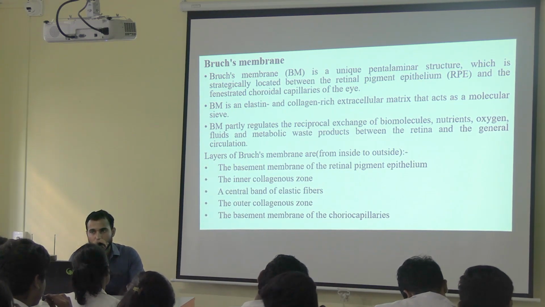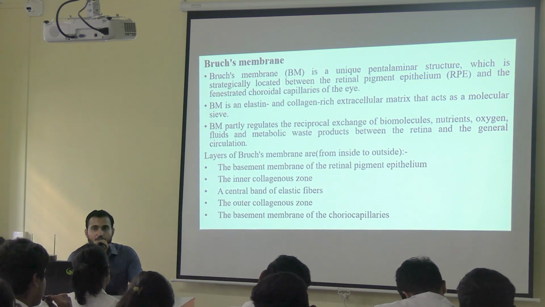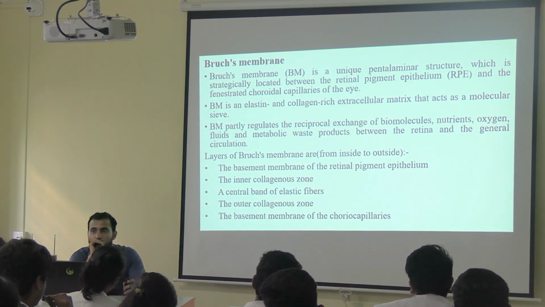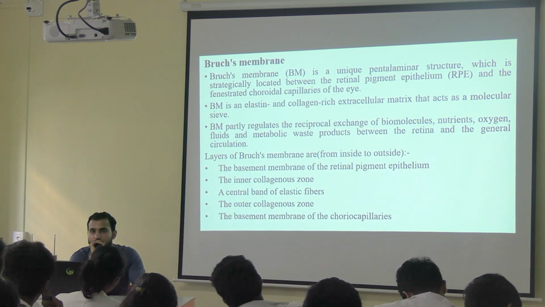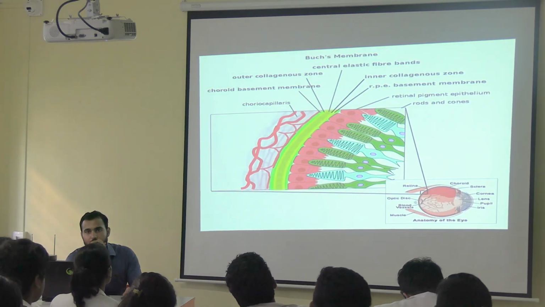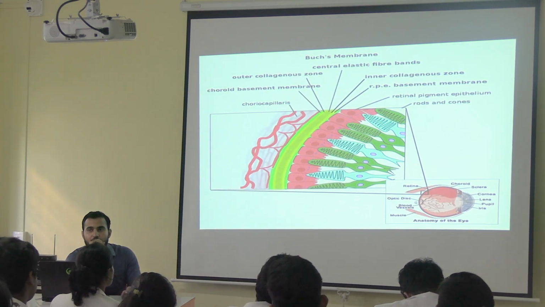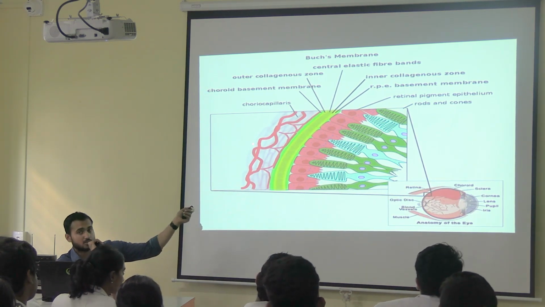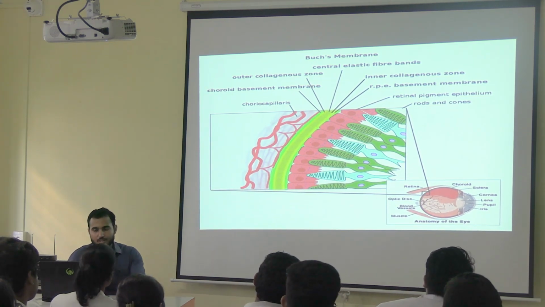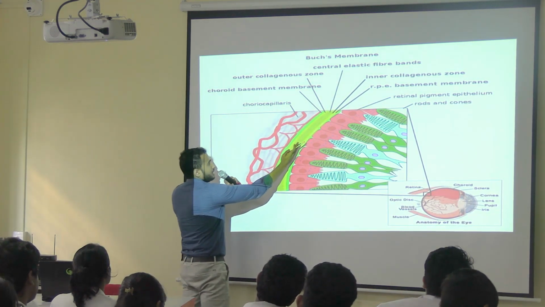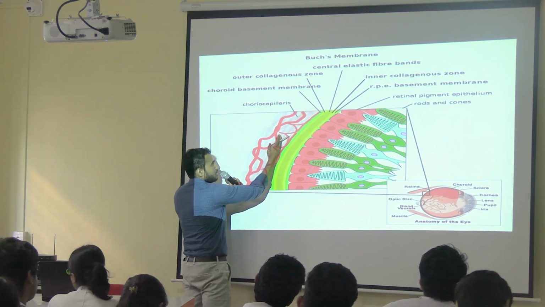Okay. So let me show you the diagram. For that, what do we need? We need an electron microscope. Under a normal microscope, you will not be able to see the layers. So this is the diagram. Which side is the retina? Yes, this side is the retina and this side is the choroid. Okay. So you can see the layers. This is the innermost layer, and this is the outermost layer.